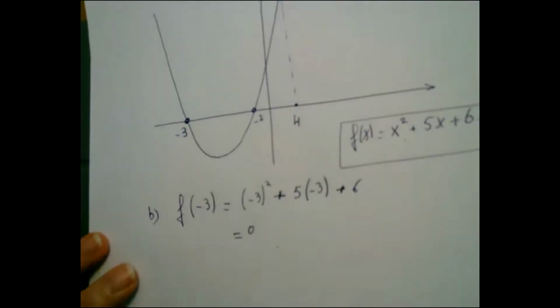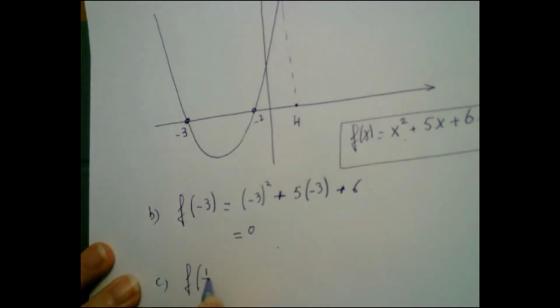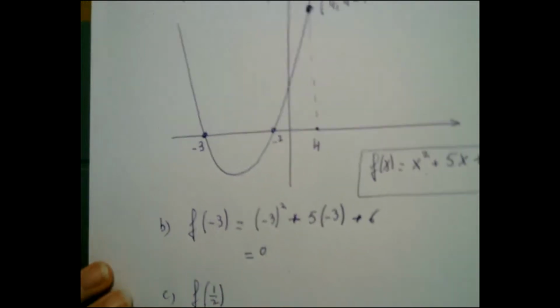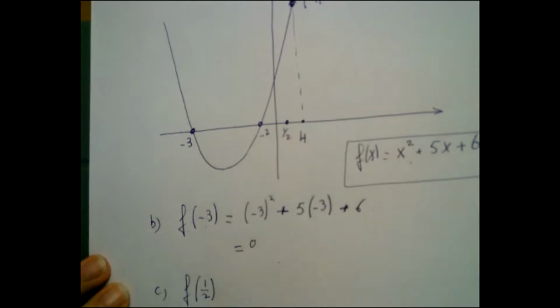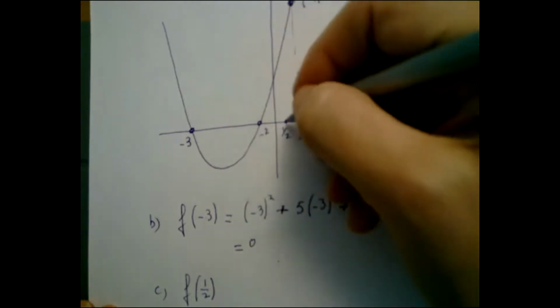All right, so part C: what does the function do to a half? So a half is somewhere in here, kind of. And the question is, what is the input?